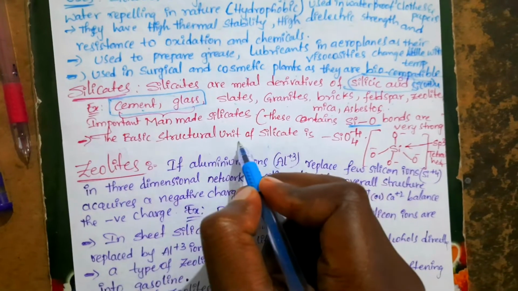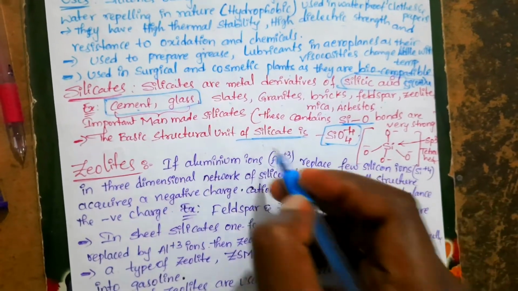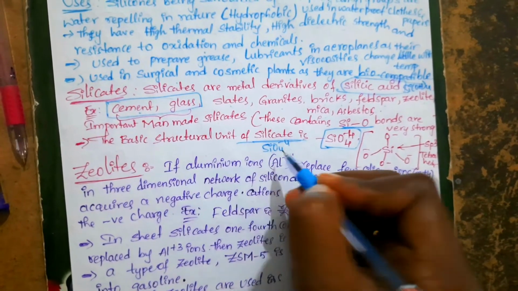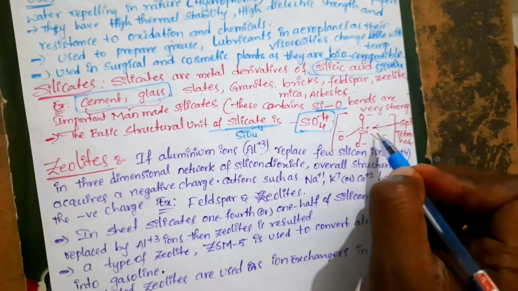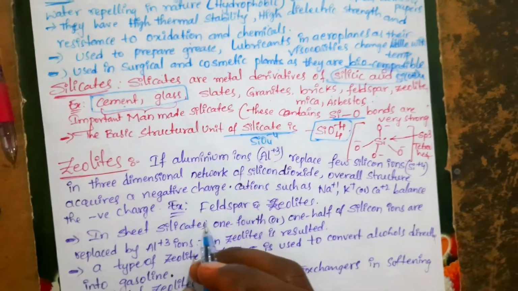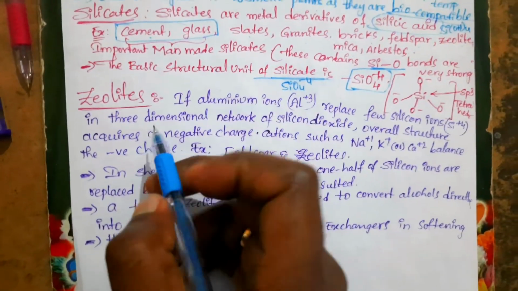The basic structural unit of silica will be SiO4 4-. Here, the 4 oxygen atoms are arranged around the silicon atom in a tetrahedral manner. In this, silicon will participate in sp3 hybridization. Now that is about silicates. Now we are going to see the zeolites.